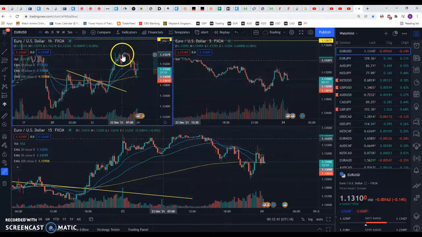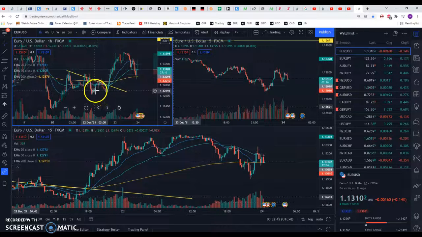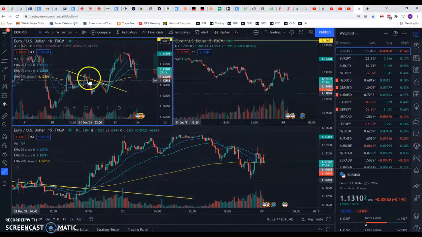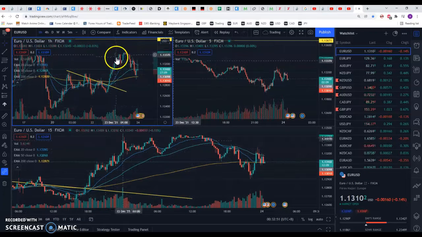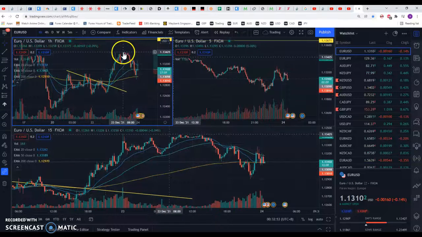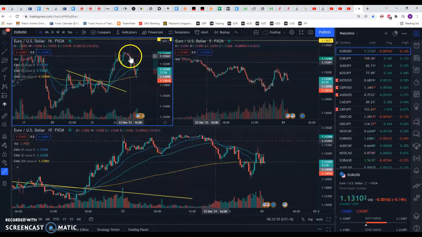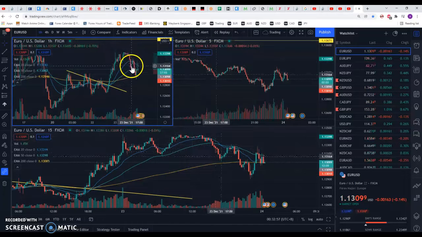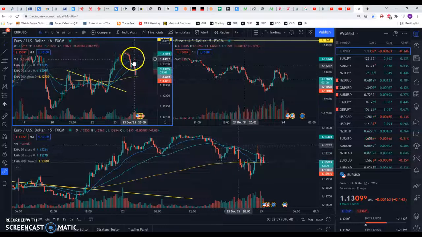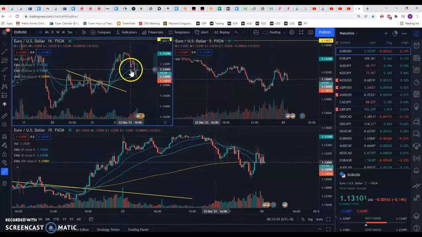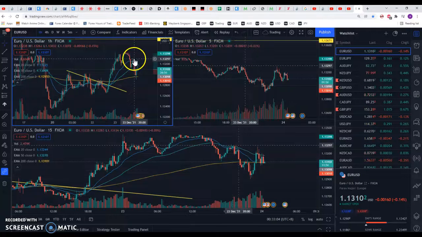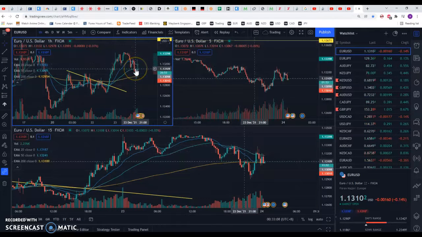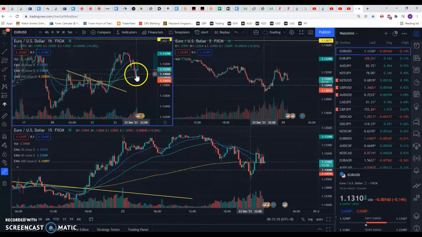So as you can see, first of all, this is leg 1, leg 2, unable to make a high. It comes down, V formation. So I tried to buy this actually. I tried to buy this, come over here, sold. Then when it broke down, I don't understand why I bought over here.